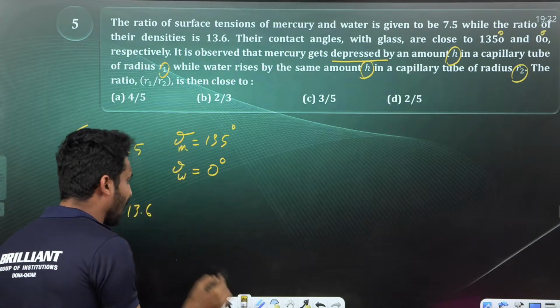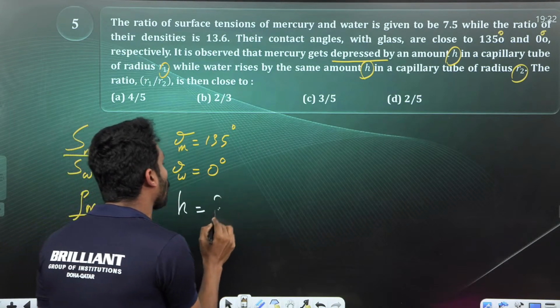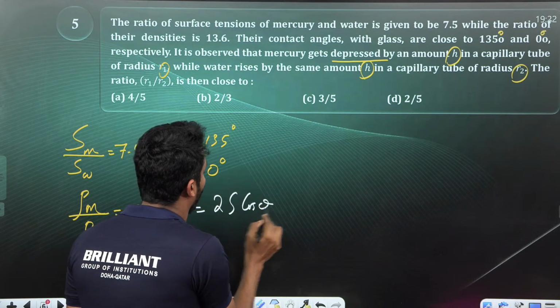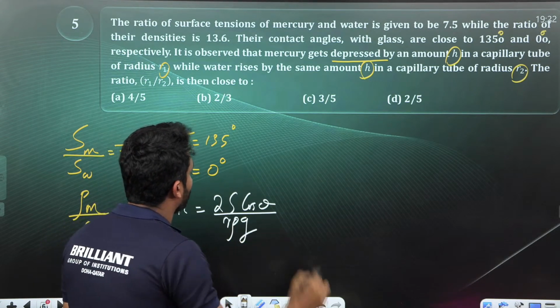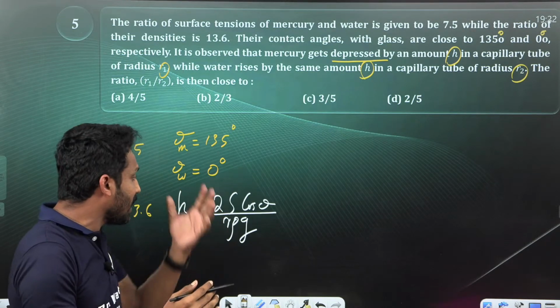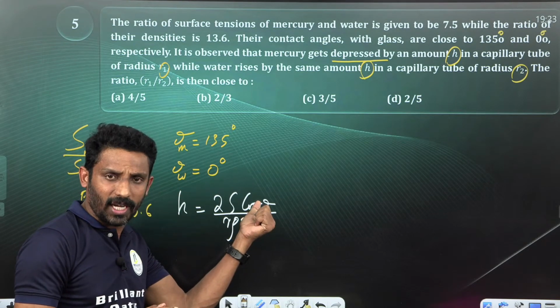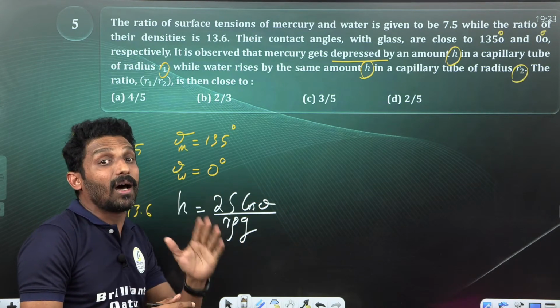See, the equation of capillary rise or depression is h = 2S cos theta divided by r rho g. Yes, this is the equation of capillary height or depression. The height or depression depends on the angle of contact. If it is obtuse, there is depression. If it is acute, there is rise.